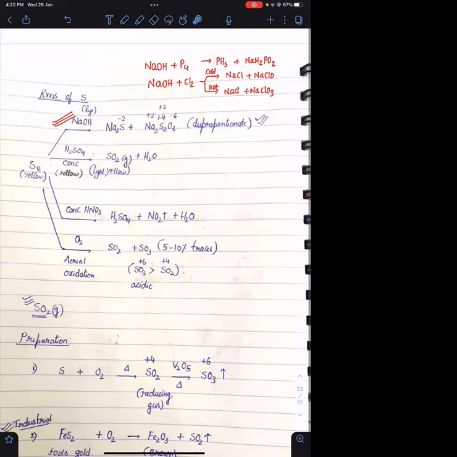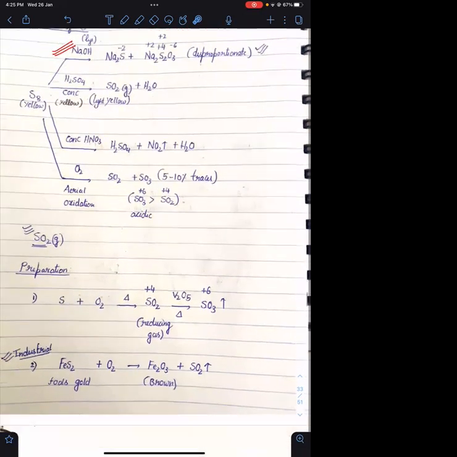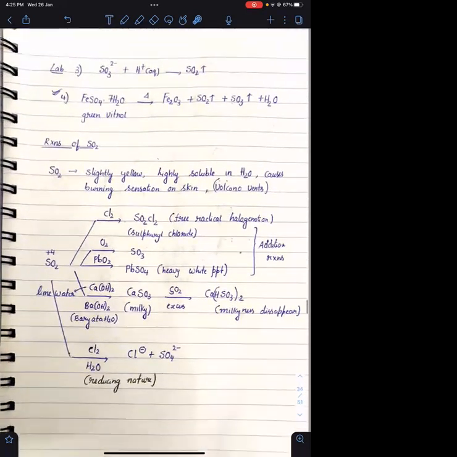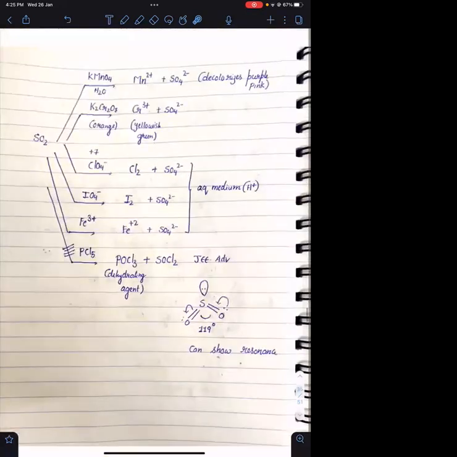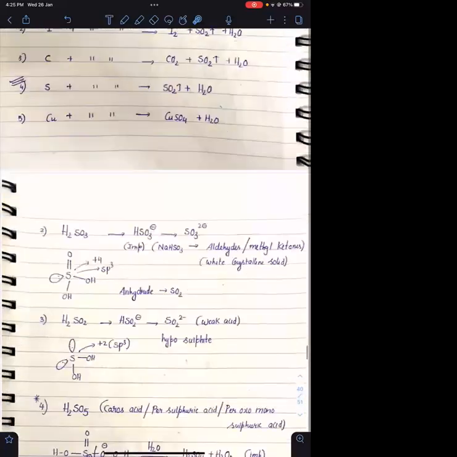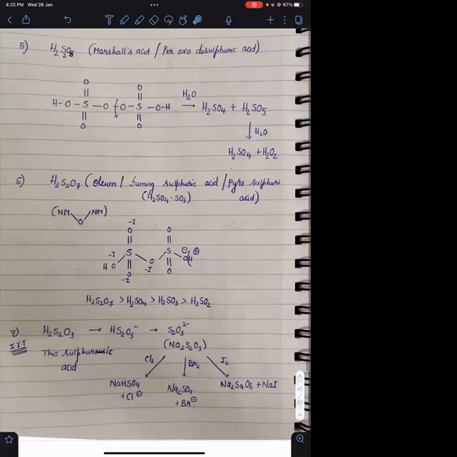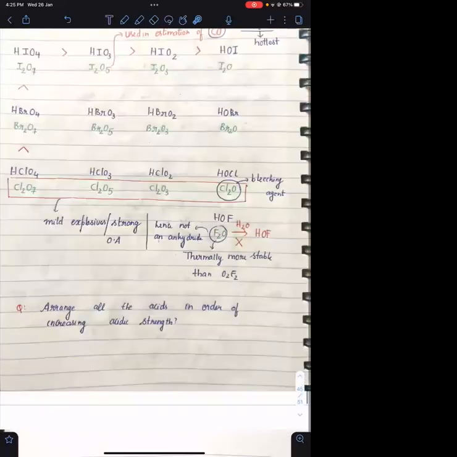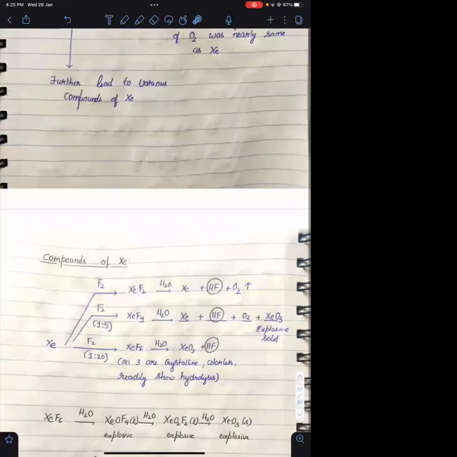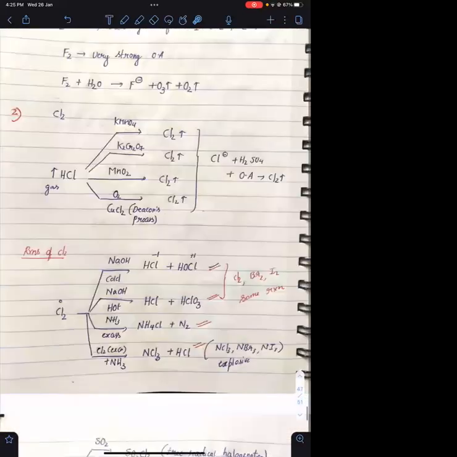Is that clear? Okay, next we have different reactions of sulfur dioxide. This is also important. I will take this in another lecture. I will also cover the acids of sulfur in the next lecture. Okay. Then we have some important compounds of group 17 and group 18. Once that is done, the chapter will be complete.